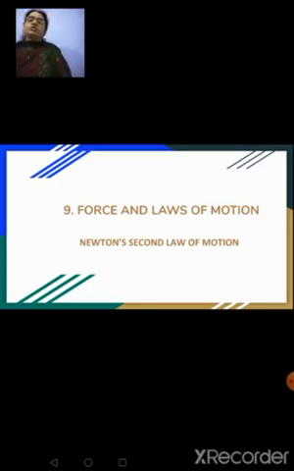This first law of motion is also called the law of inertia. Inertia means what? Tendency to resist change. It means not being willing to accept the change that is happening to it immediately.